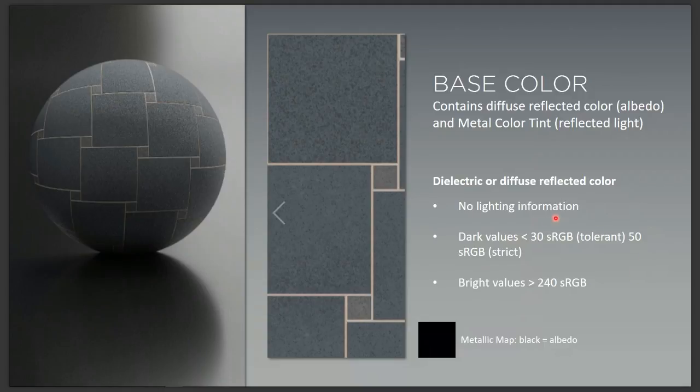So with that, when we talk about this diffuse reflected color, right now just ignore metal color tint. We're not talking about that, just this albedo value. No lighting information. We want this map to be devoid of lighting information. That means we don't want any kind of shadows, no ambient occlusion, nothing like that adding to it. We're talking about just that raw color value. And again, you'll hear this as albedo sometimes.